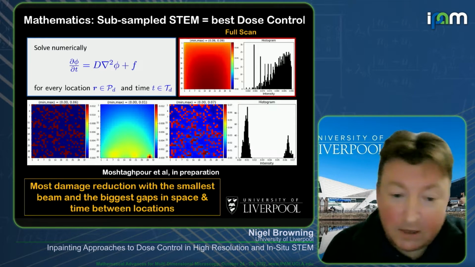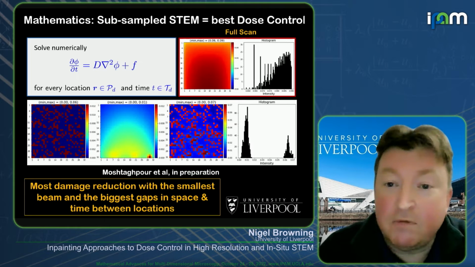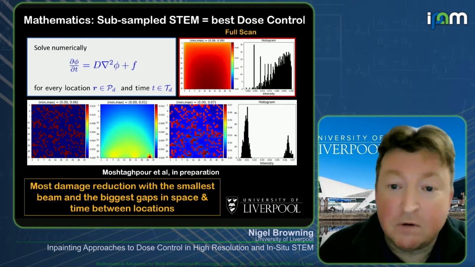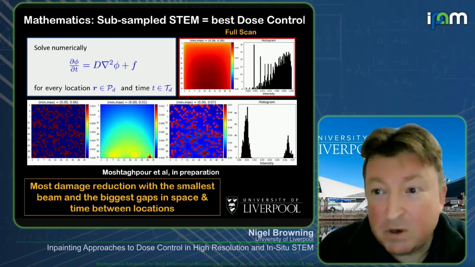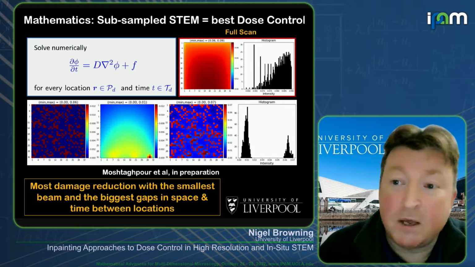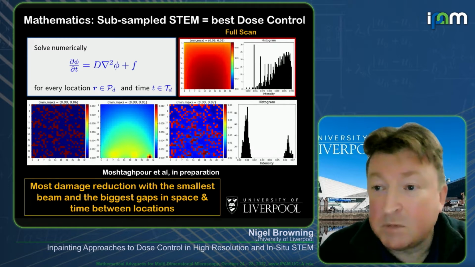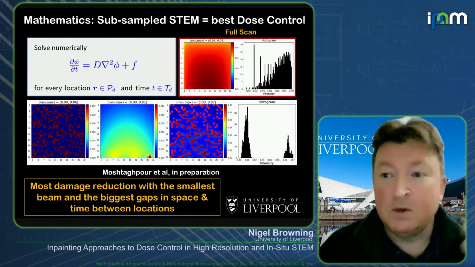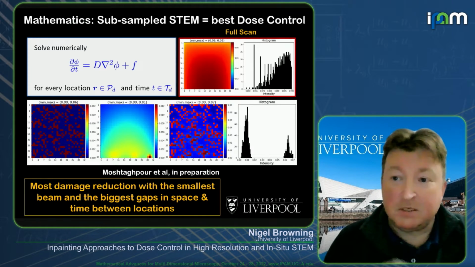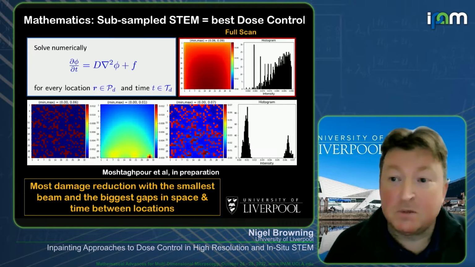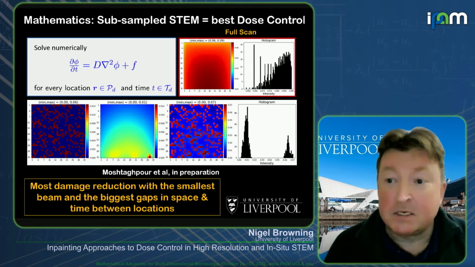So anyway, you can mathematically go through this. You can show that if you have a complete scan, that's the worst case in STEM in terms of the overall damage, which is pretty much the same as doing a TEM experiment, because in your TEM experiment, you have all of the pixels being illuminated at the same time. And really what this is saying is that what you want to do is to have the biggest time and spatial distance between your experiments each time. So the biggest gap temporally, the biggest gap spatially means that you're in the best condition.